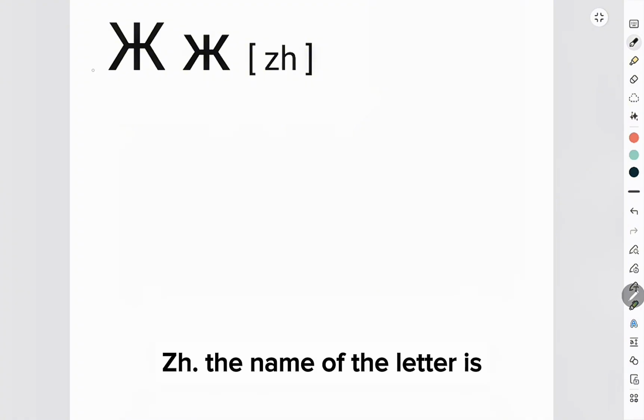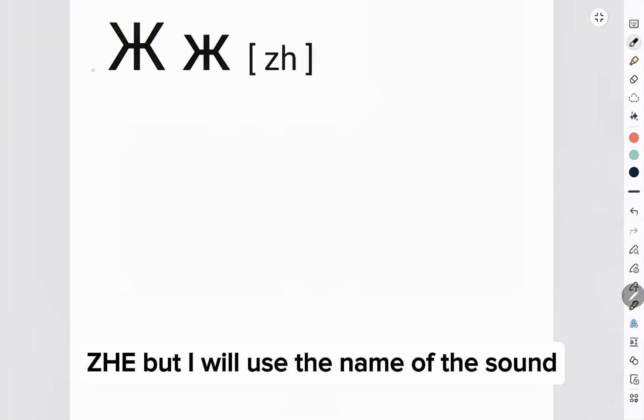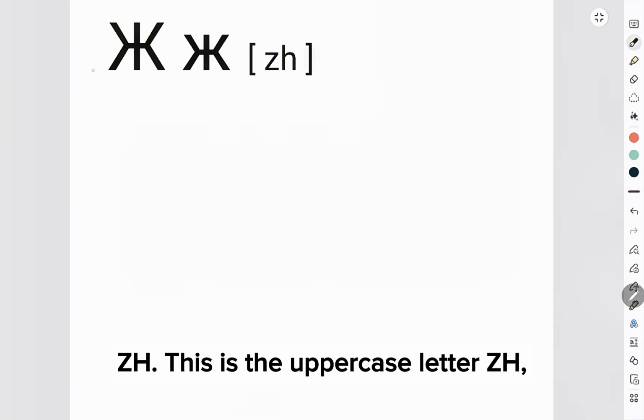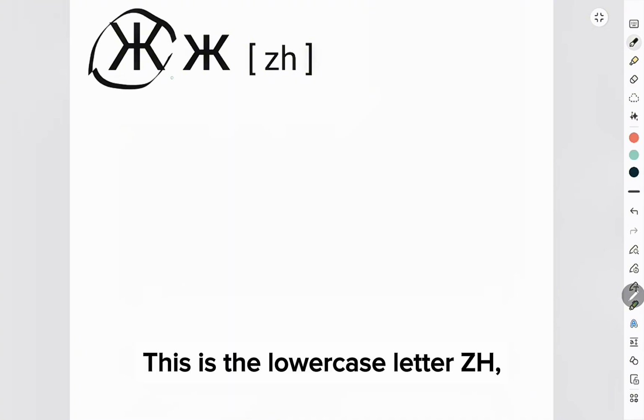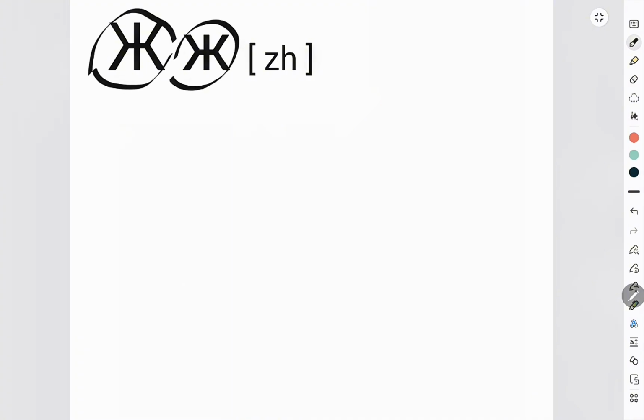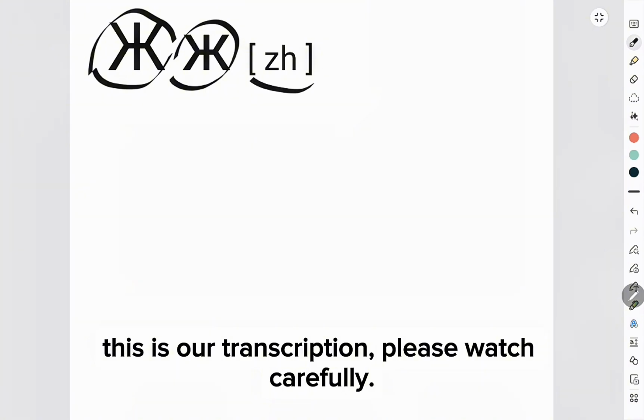The name of the letter is Z, but I will use the name of the sound Z. This is the uppercase letter Z. This is the lowercase letter Z. This is our transcription. Please watch carefully.